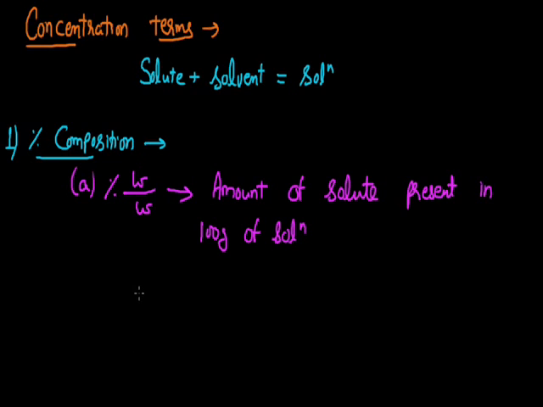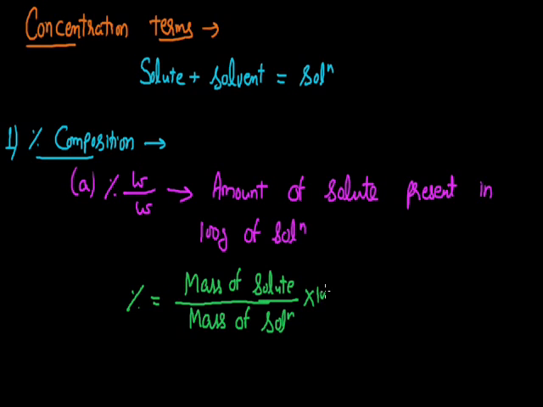Now from the definition we can write the formula for this percentage composition. Percentage mass by mass is equal to mass of solute divided by mass of solution and multiplied by 100, since we are going to find the percentage composition. So that is percentage mass by mass.